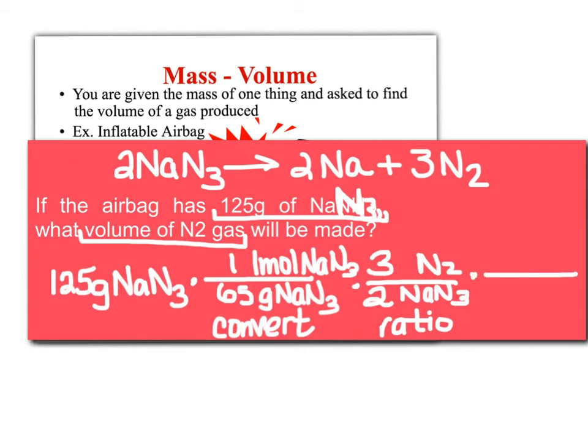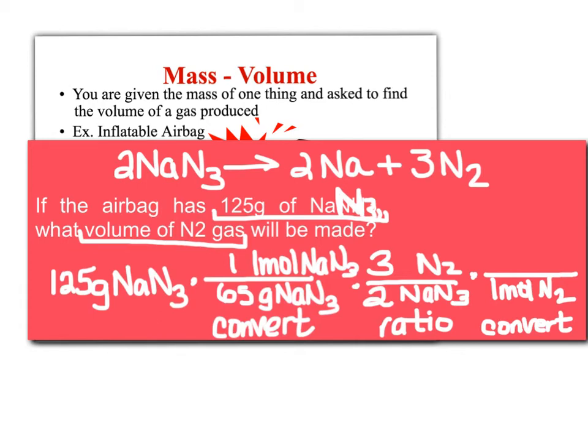Okay. And now our last step. This is the only step that's different. It's still a conversion step, but they're not asking for how many grams of nitrogen will be made. If they were, we would do what we've done before. We would do 1 mole of nitrogen, and we would look up how much it weighs. But instead, they're asking for the volume of nitrogen.